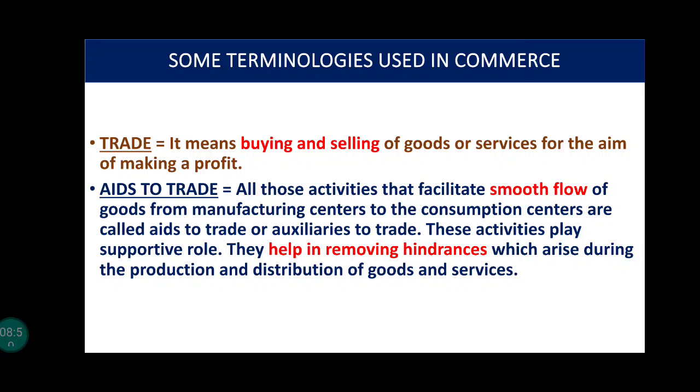Aids to trade means all those activities that facilitate the smooth flow of goods from manufacturing centers to consumption centers. They are called aids to trade or auxiliaries to trade. These activities play a supportive role. They help in removing hindrances and problems which arise during the production and distribution of goods and services. So students, commerce is principally concerned with the exchange and distribution of goods and includes all those activities that in some way or another help the movement of goods from the producer to consumers.